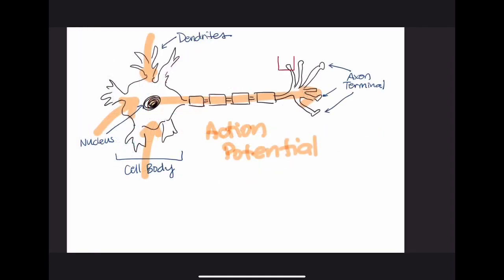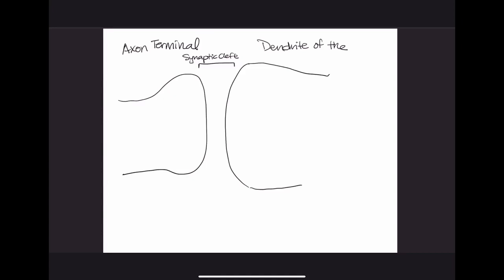So we're going to return to this picture right here, and we're actually going to zoom in into one of the axon terminals at the end of a neuron. So here we have the axon terminal of a neuron. Then we have the synaptic cleft that separates it from the dendrite of the next neuron.